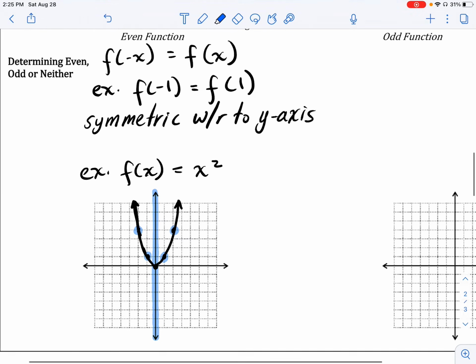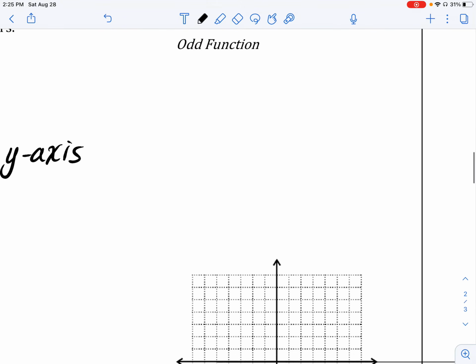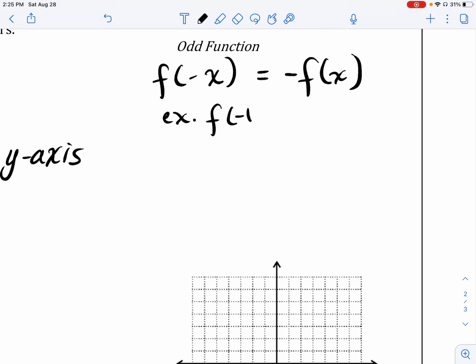Now let's shift gears and talk about odd functions. Well, what about odd functions? What do we know is true about odd functions? The following algebraic property. This time, f evaluated at -x is equal to negative f of x. So again, what does that mean? It means when I plug in, for example, something like -1, I should get the opposite output as if I were to plug in +1. Okay, so f of -1 is going to give me the opposite sign value as if I plugged in +1.